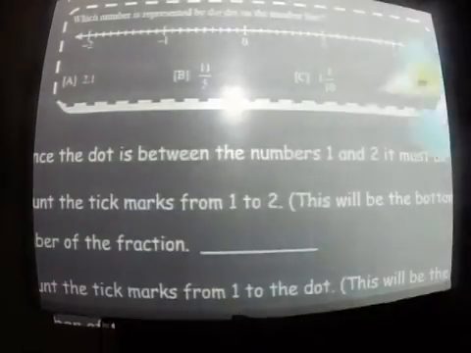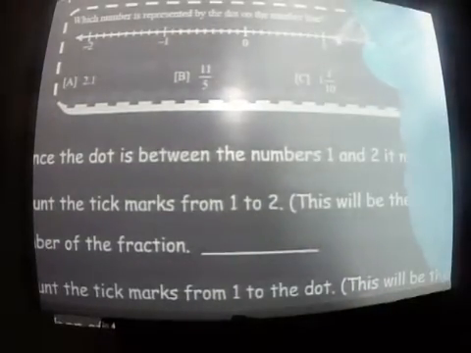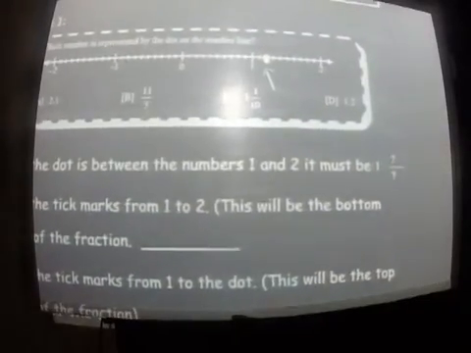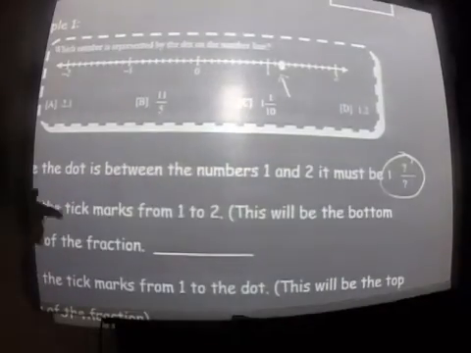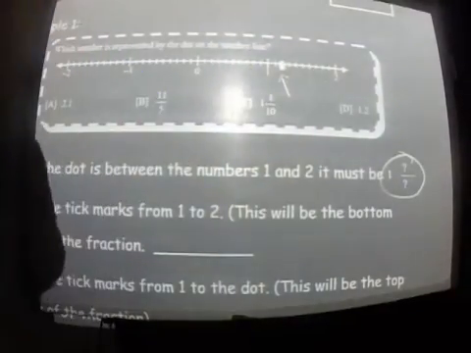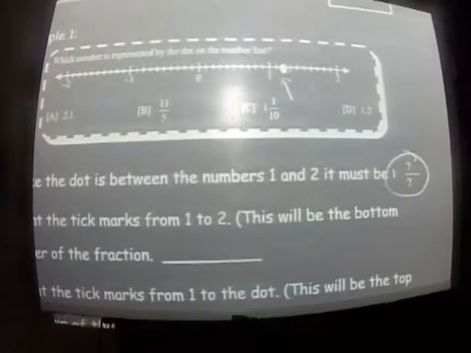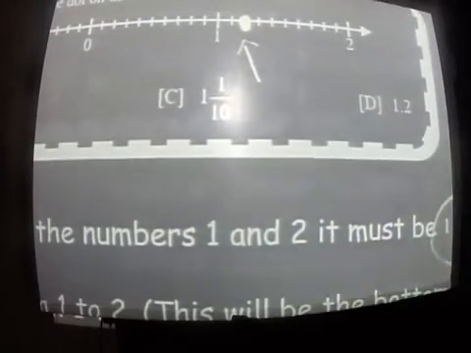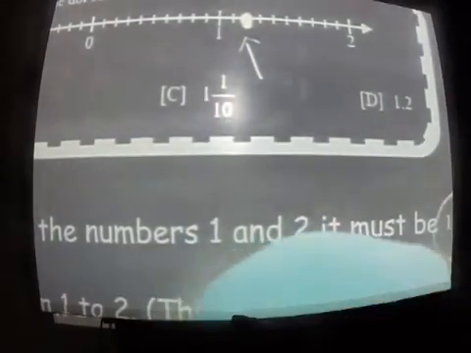All right, the dot is between 1 and 2. You see it right here. And we said earlier this week, if the dot's between 1 and 2, we're going to say it's 1 and something over something, because it's between 1 and 2. So what we want to do is count the tick marks from 1 to 2. How many tick marks? Are there 10? Yes, it's 10. So there's 10.